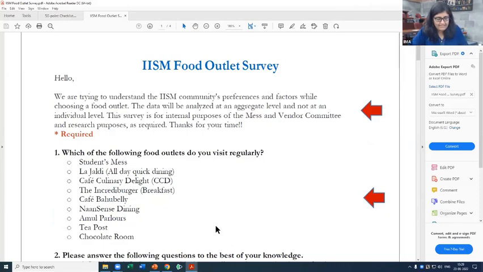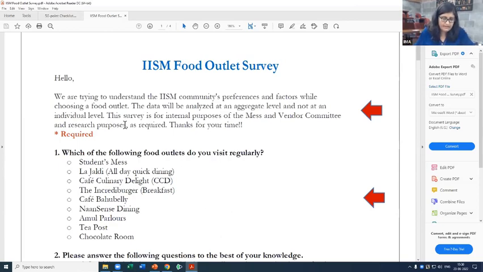Again, there's a message on the top. It still doesn't tell the person how much time it is going to take them to fill out the survey. Very important point in making a decision. You have to tell them how much time it is going to take. You have to do that.